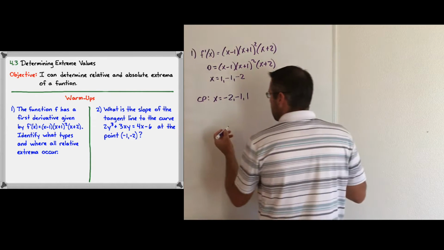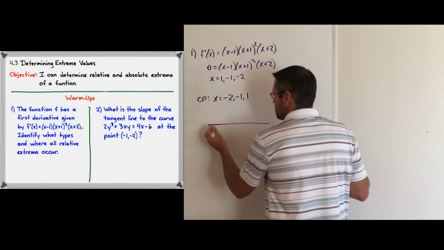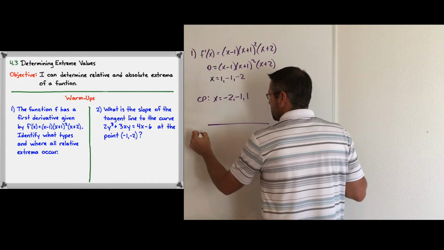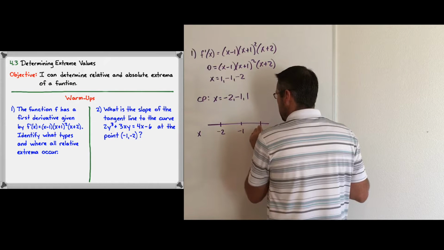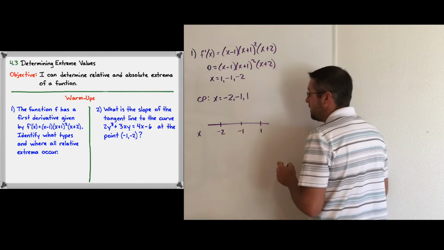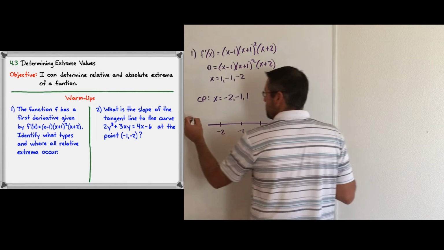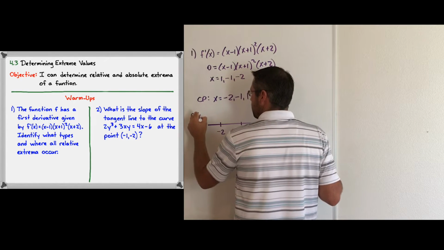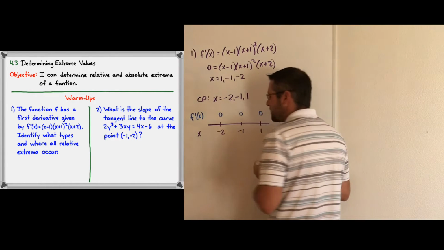So now from here, what we're going to do is draw a number line that represents our x-axis here, and we know that we have a critical point at negative 2, one at negative 1, and one at 1. And so this is when the derivative, I'll use a slightly different color here, the derivative of f, f prime, is equal to 0 at these 3 points.